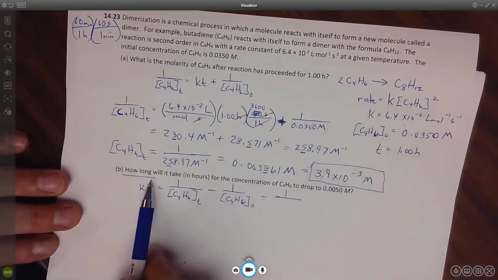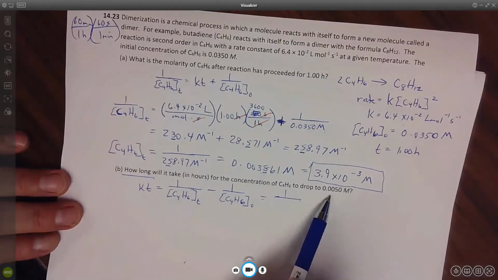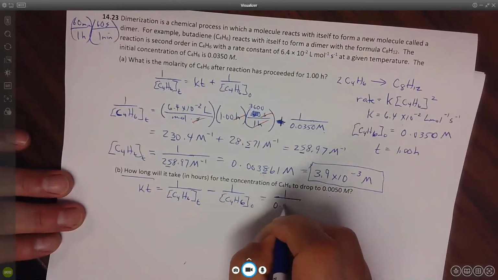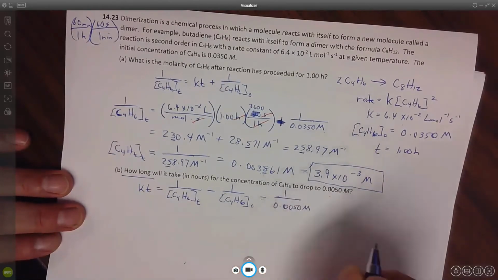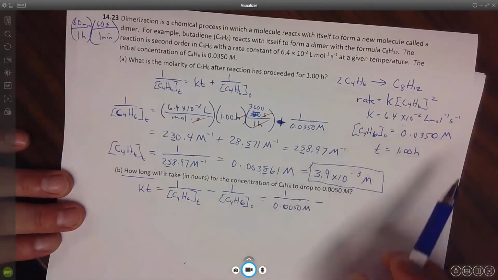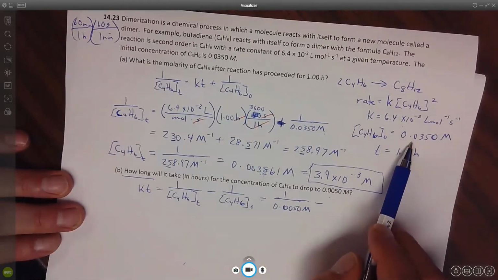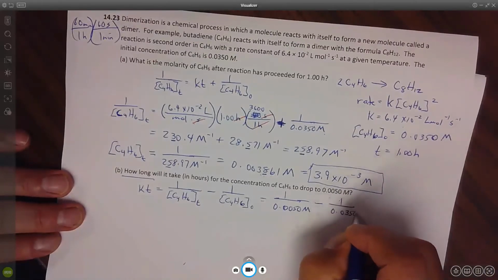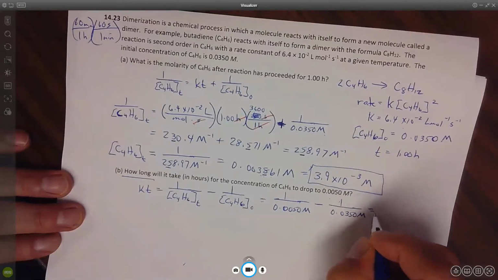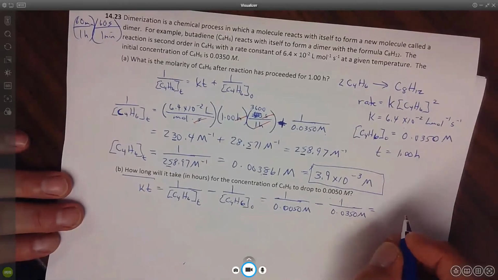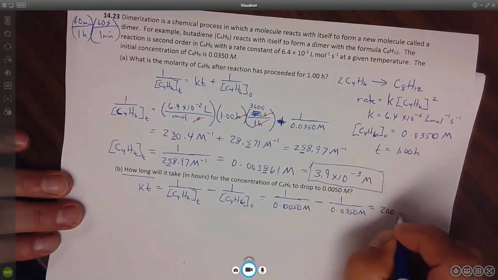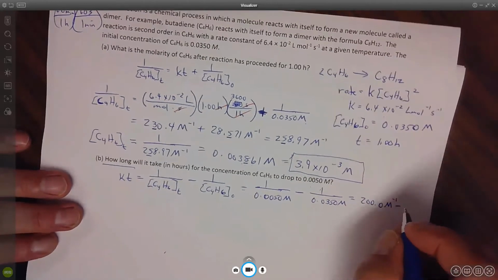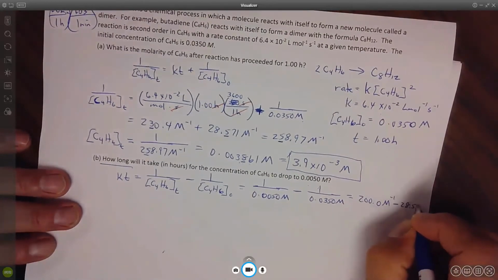So it wants to know how long in hours for the concentration to drop, and this is going to be from the original concentration. So this will be 1 over 0.005 molar. And then we're going to subtract the initial, which again was given to us as 0.035 molar, so 1 over 0.035 molar. That's going to give us 200 per molar minus 28.57 per molar.